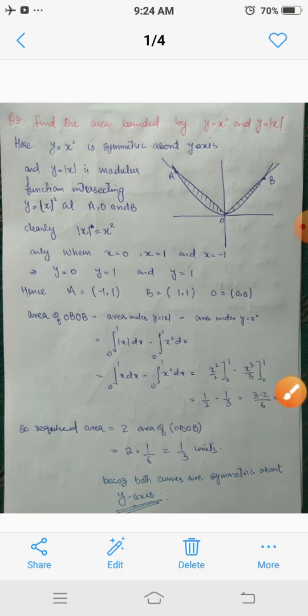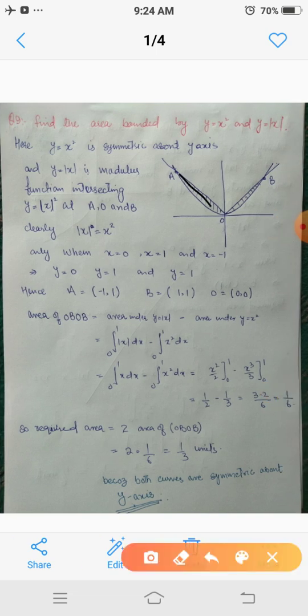But both curves are symmetric around the y-axis, which implies that their intersection is also symmetric around the y-axis, so the area of this shaded portion in the first quadrant equals the area of this portion in the second quadrant. Hence the required area is twice the area of the first quadrant portion, that is 2 into 1 by 6, which is 1 by 3. So this is the required area.